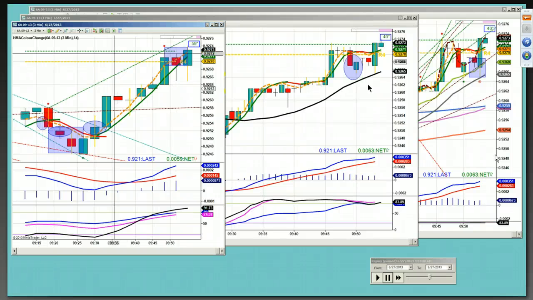Let's call the 3-minute the medium term and the 1-minute the short term. Because the short term and the medium term are out of sync, meaning the short term is below the HMA but the medium term is still above the HMA, they're not in sync. That means we only have a scalping opportunity in front of us. It's a short-lived move. But let's look at what happens when they do come in sync.